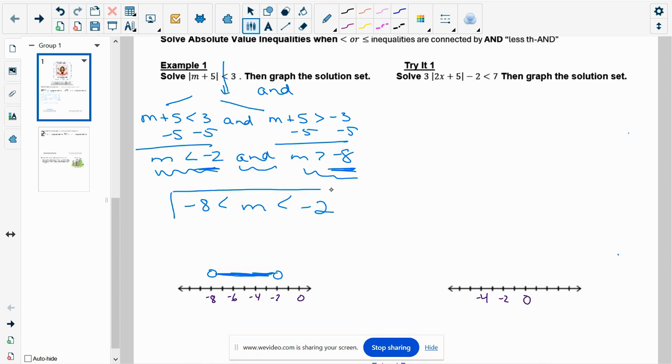And here's what our inequality would look like. Open circle, right, because we do not have a line underneath, and then the barbell in between. So we're including all numbers between negative 8 and negative 2, but not those numbers themselves.